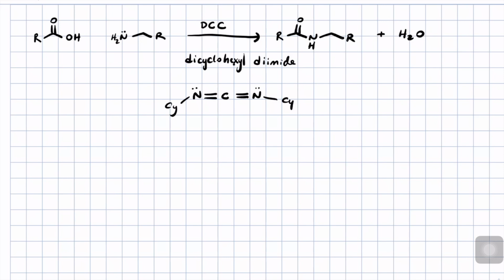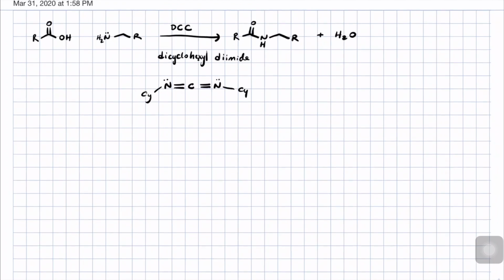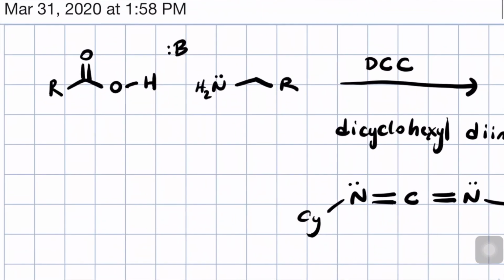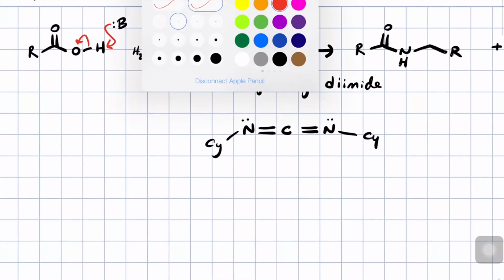We didn't learn the mechanism for this reaction. We could talk about it, and I could show it to you just for completeness so that you can understand how this reaction works. First, you need a base to remove the proton from the carboxylic acid. It's possible that that base is the amine. It's possible that base is another intermediate further down in the process.